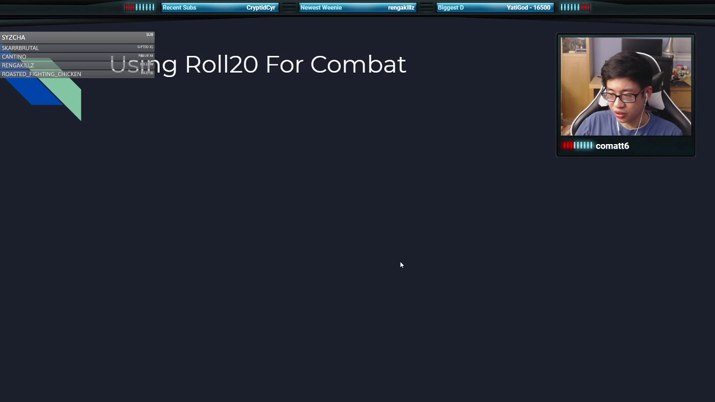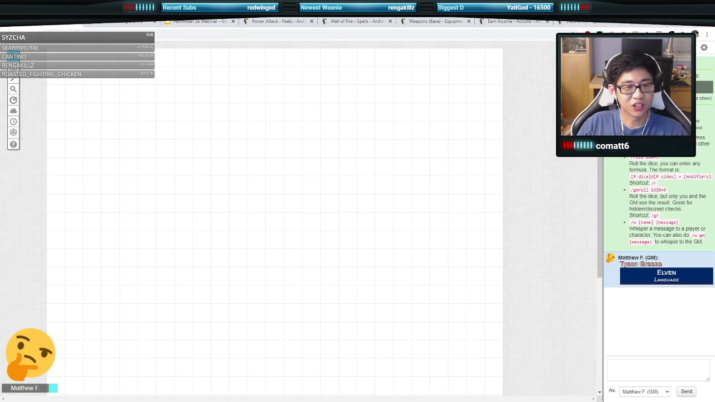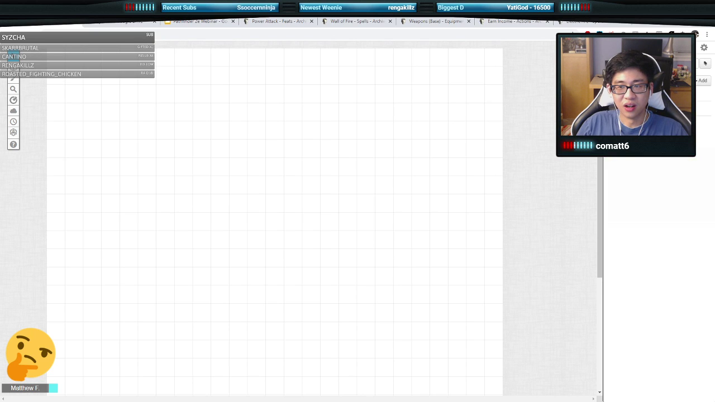Finally, using Roll20 for combat. We're nearing the end here, ladies and gentlemen, so please do bear with me. Basically, let's shove my character in here, and let's just find a goblin or two.